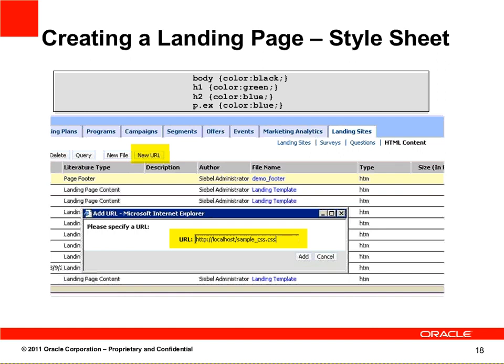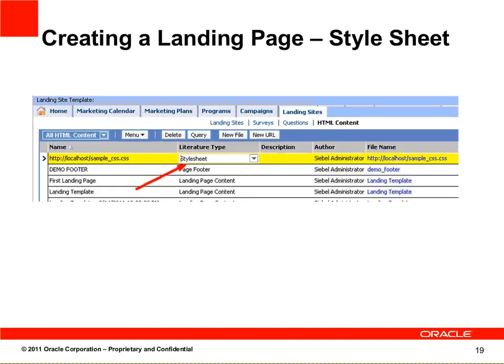And we save this as a CSS file. We navigate to landing sites, HTML content, click on New URL, and you specify a URL to the HTML file, the CSS file that you saved. You create a new record and you specify the literature type as a style sheet.